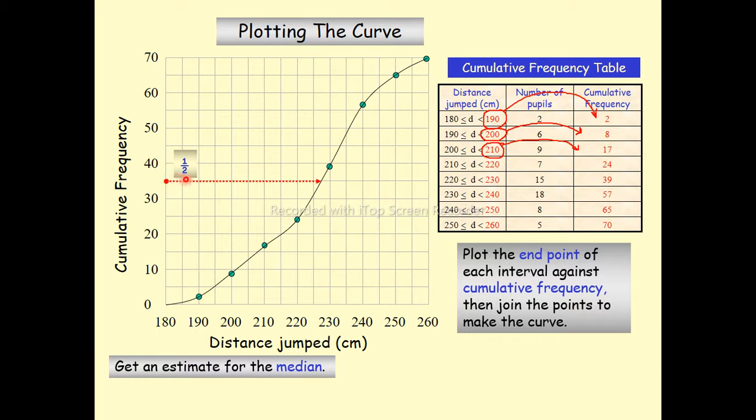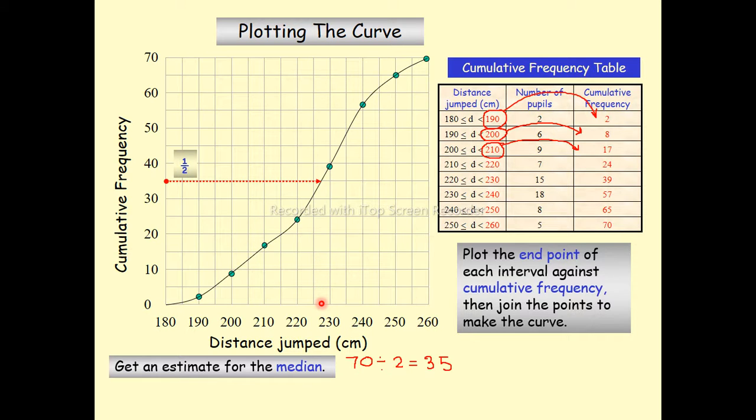So for the median, we need to figure out, we say 70 divided by 2. So that's half of 70. That gives us 35. But that's not the median. The median is going to be the x value associated with 35. So we've got to go down, right? If we go down, down, down, down, and down, what do we get?